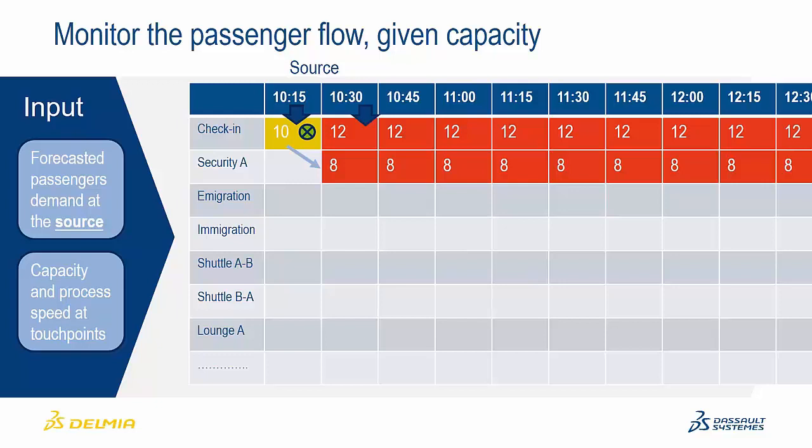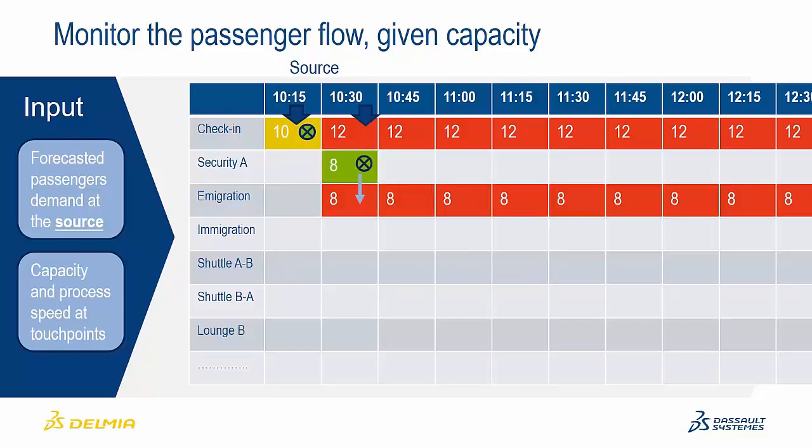From the first 10 people that were not processed, those 2 are moved to the next time window, the 10:30. So now at 10:30 there's 12 people again waiting at the check-in until the tab opens again. Opening a tab means that a certain amount of people can be processed, and they can then go to the next touch point.